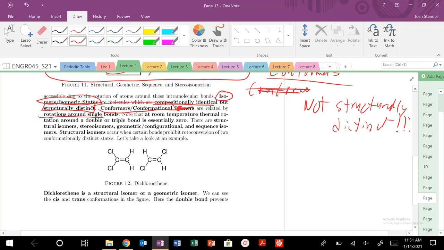Now, why do we say this rotation around a single bond? Well, because at room temperature, due to these secondary or intermolecular interactions, those are breakable and reconfigurable at room temperature because their bonds are less than 1 kT.